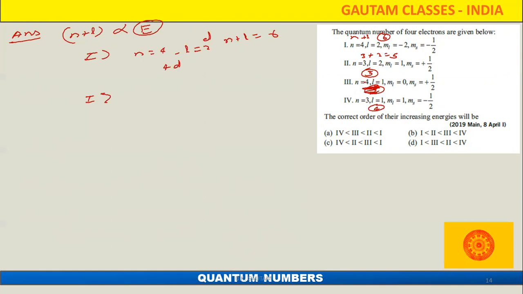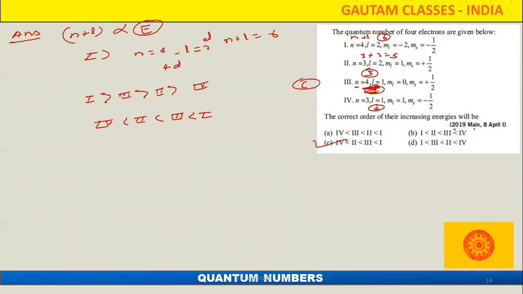So here we can check the principal quantum number. The third one has 4 as its principal quantum number, and this one has 3. So after that the third one will come, then the second, and the fourth one has the least n plus l value, so it will show the least energy. But the question asks for the correct order of increasing energy, not decreasing. So we see fourth, then second, then third, then first. That means C is our correct answer.